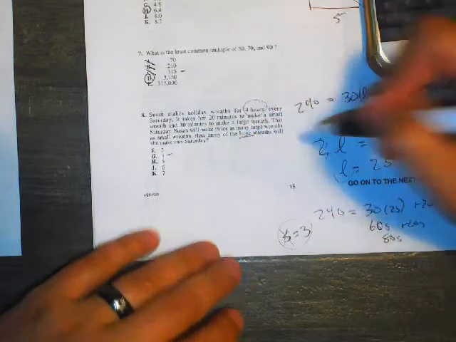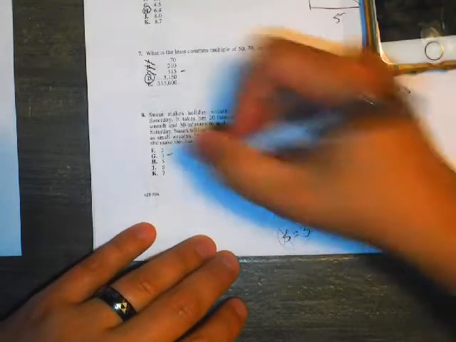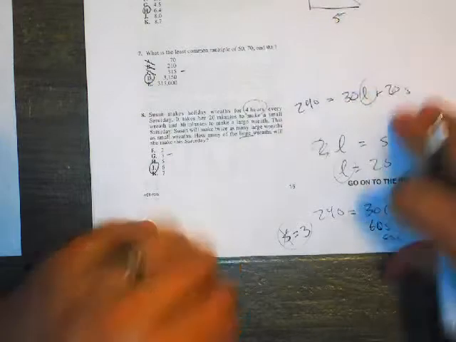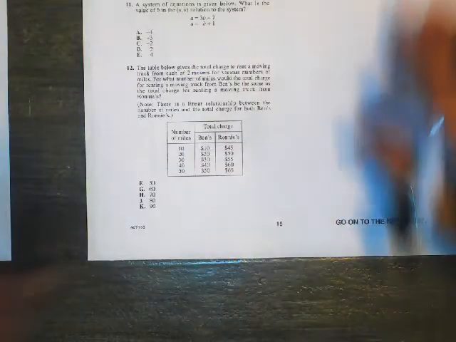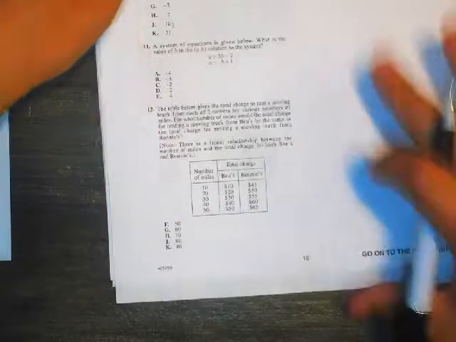So since she made 3 small wreaths, and since we know she'll make twice as many large wreaths as small wreaths, we know her large wreaths are 6. Okay?